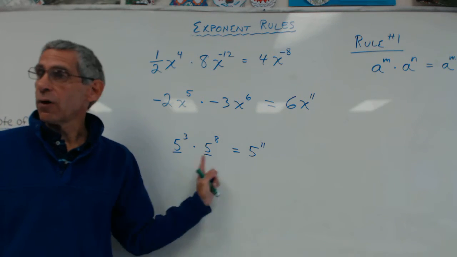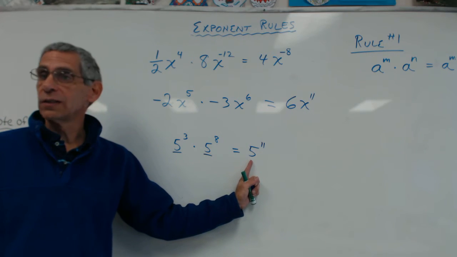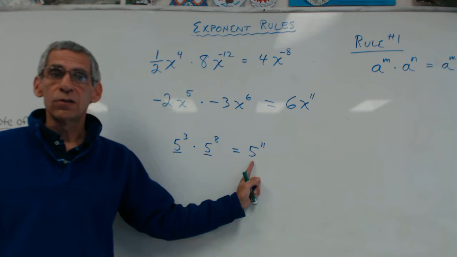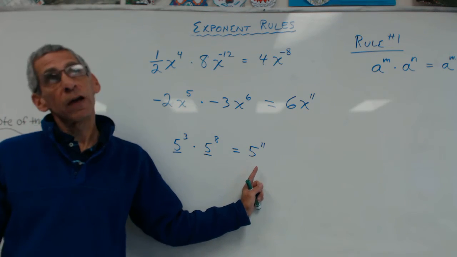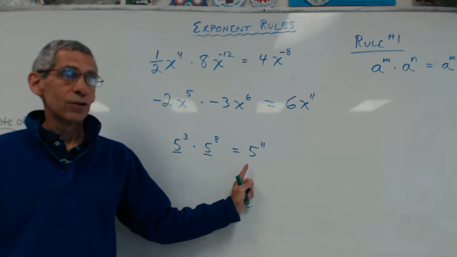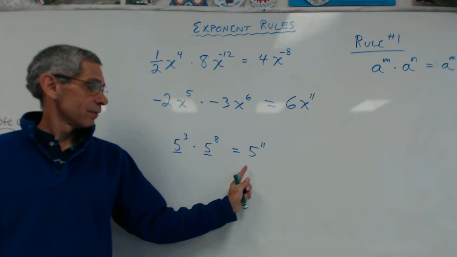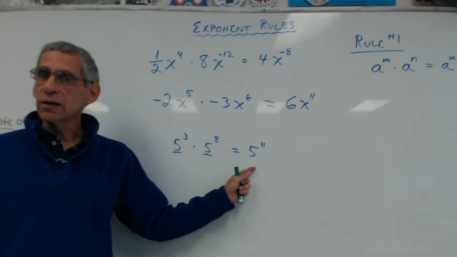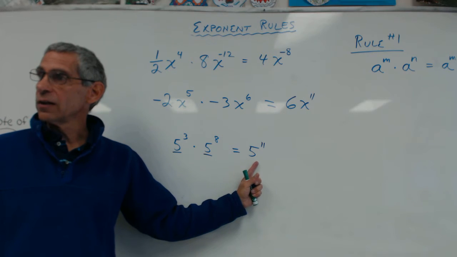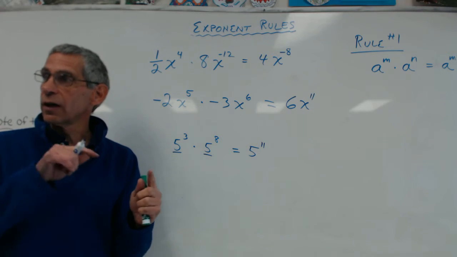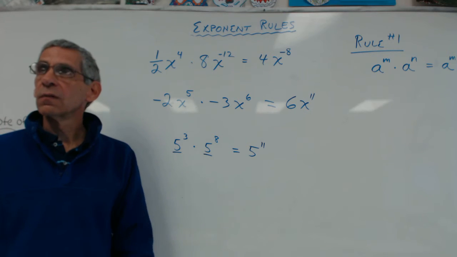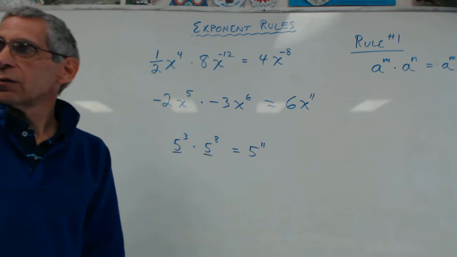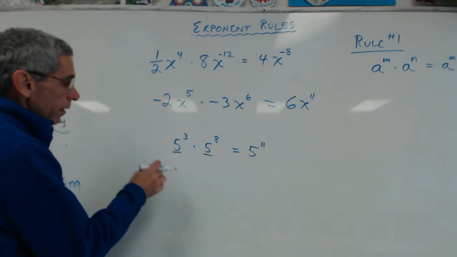When I give you a problem like this, I'm not expecting you to tell me what 5 to the 11th is. Don't go 5 times 5 times 5 times 5 and so on. Some calculators can figure that out quickly, but some can't. You have to keep hitting 5 times 5 times 5.